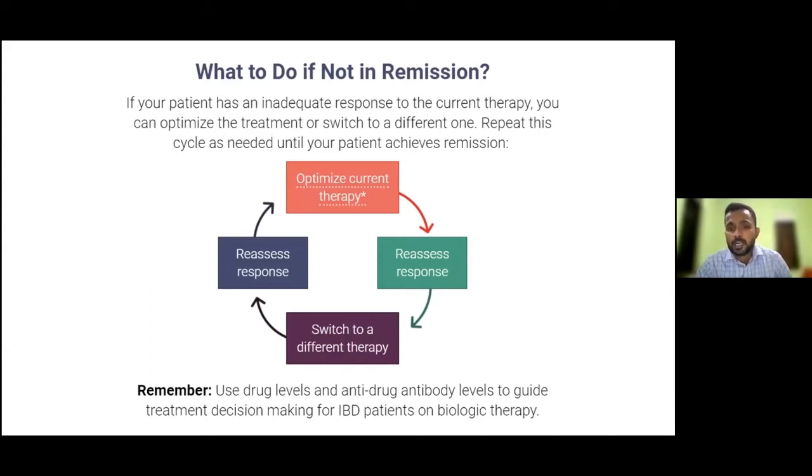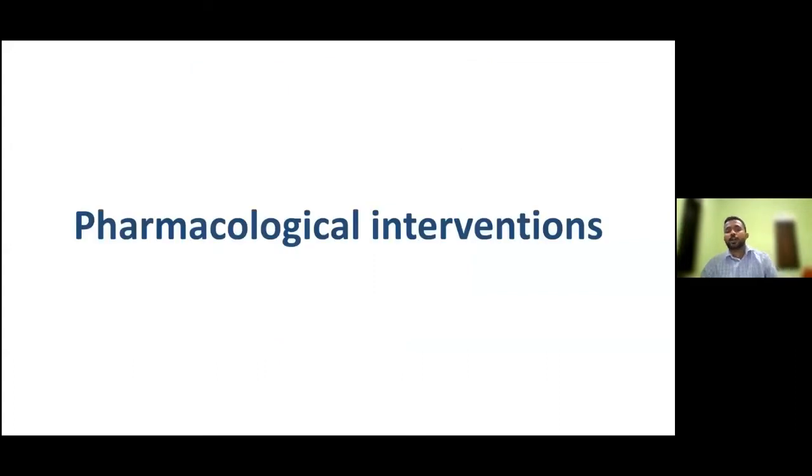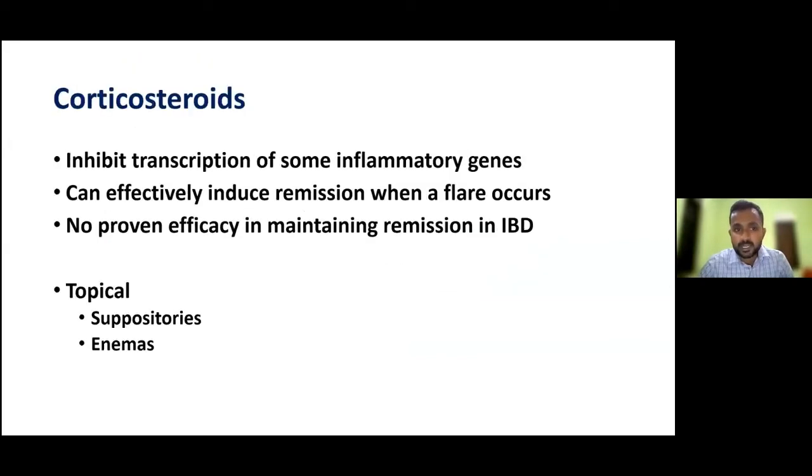So after optimizing current therapy, we should reassess the response. If still there is no response, we might have to switch to a different therapy. And again, we have to reassess the response and adjust our treatment accordingly. So we have to remember that there's no correct order of treatment. Now, more details on the pharmacological interventions. Unfortunately, I might have to skip some slides due to time constraints.